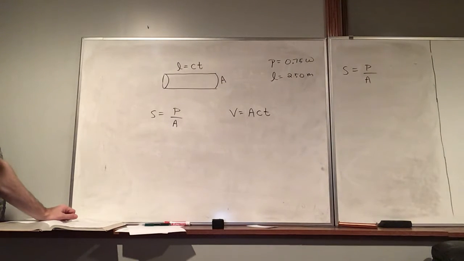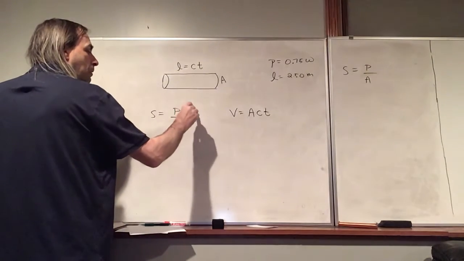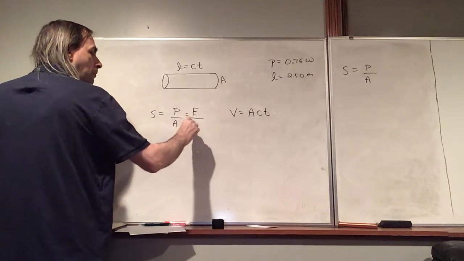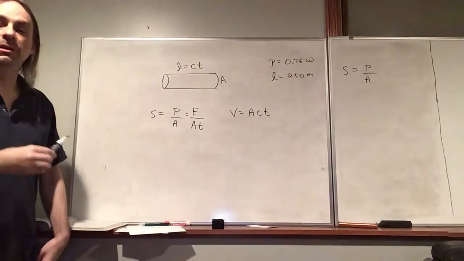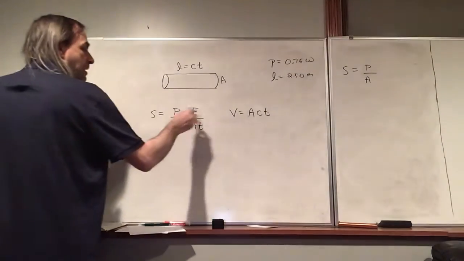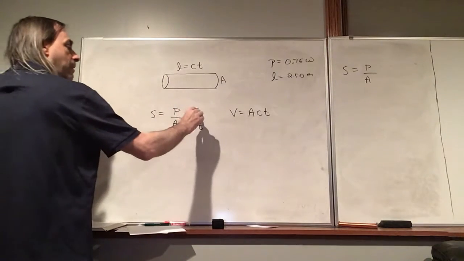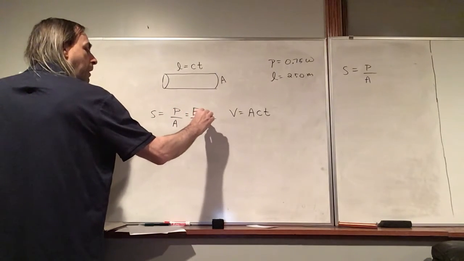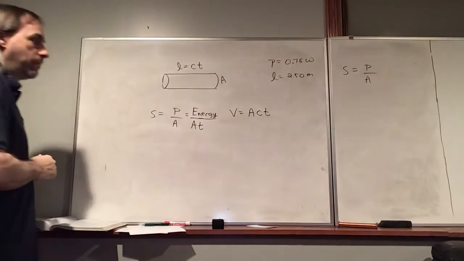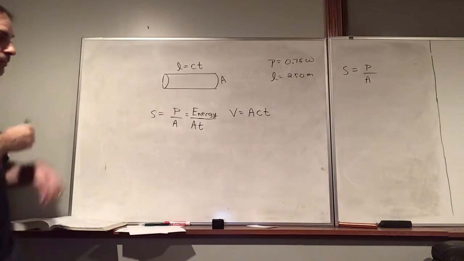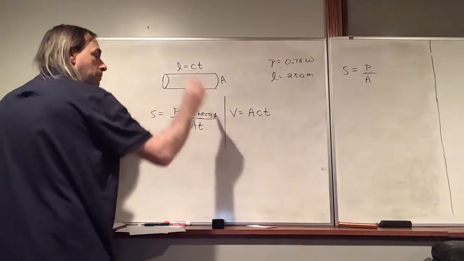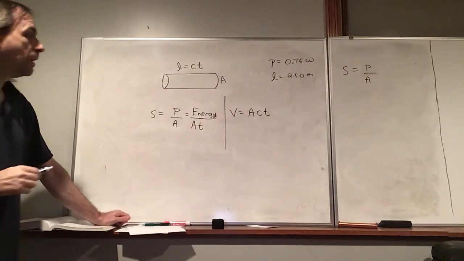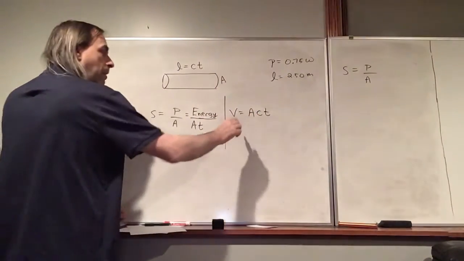Now, power is energy over time. So we can say... now, we always have to be careful when we're dealing with this topic, because if I write E over Δt, that might look like electric field. So I'm actually going to write out energy over Δt, just so we don't mix it up with the electric field.